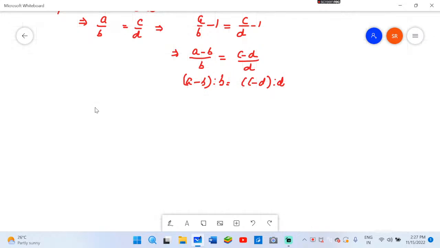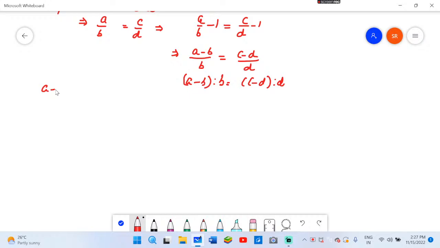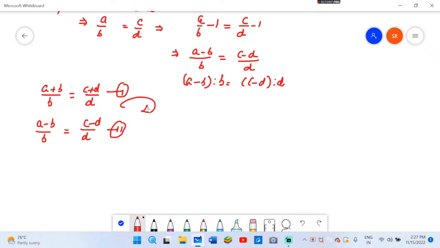First was A plus B upon B is equal to C plus D upon D. Second result was A minus B upon B is equal to C minus D upon D. This is number 1, componendo. Number 2, it was dividendo.